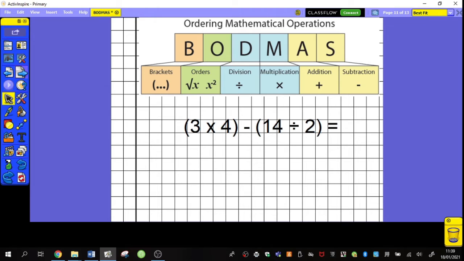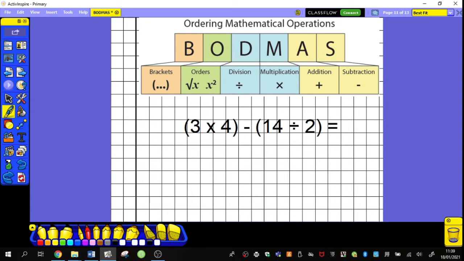So today we're going to be looking at calculations that have more than one brackets and orders in. So here is my calculation. (3 × 4) − (14 ÷ 2). So I can see that I have a multiplication, a division, and I have 2 sets of brackets here. So looking at my BODMAS, I'm going to be doing the brackets first. Brackets, then orders, division, multiplication, addition, then subtraction. So I'm going to do my brackets first.